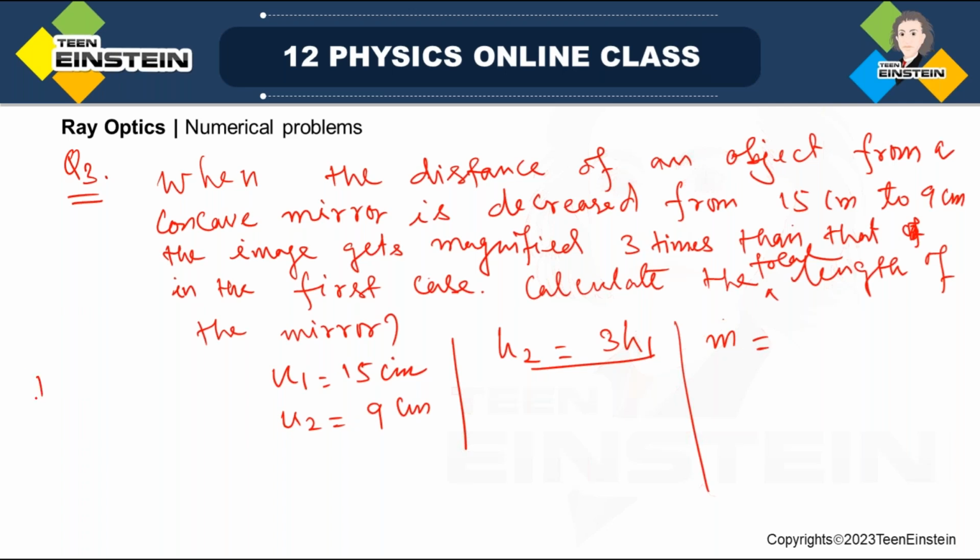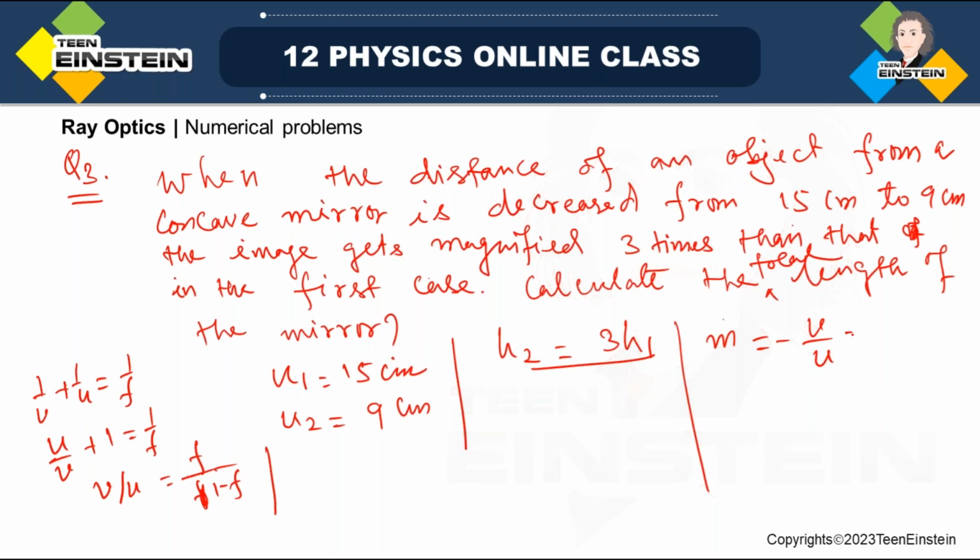Answer is yes. See, 1 by V plus 1 by U is equal to 1 by F. If I multiply by U, we get U by V plus 1 is equal to U over F. So V by U will be 1 minus F, so this will be minus 1, so 1 minus F divided by F, so F by 1 minus F, right? So magnification is minus V by U, so it will be F by F minus U.